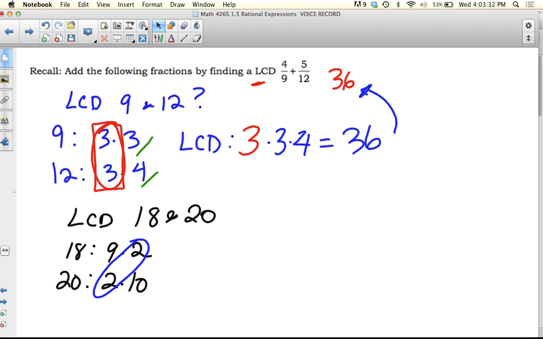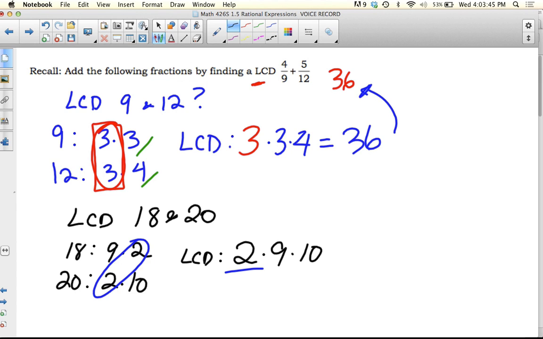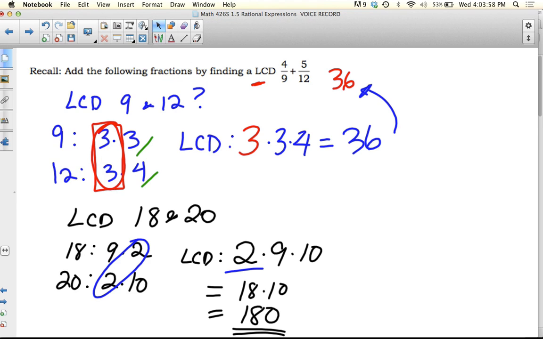All right, so I can just write the LCD as one of those from that common group and anything else left over, which is a 9 and a 10. So that's 18 times 10, which is 180. Okay, so that's our lowest common denominator, 180. Okay, let me do another example.